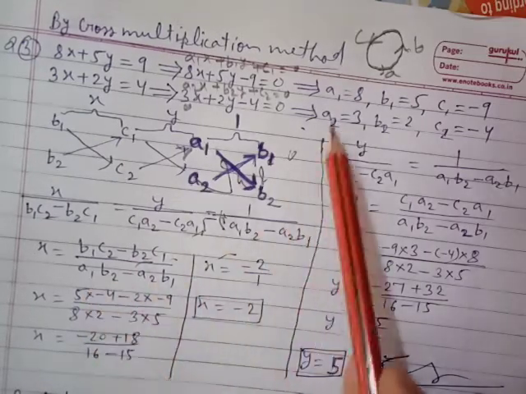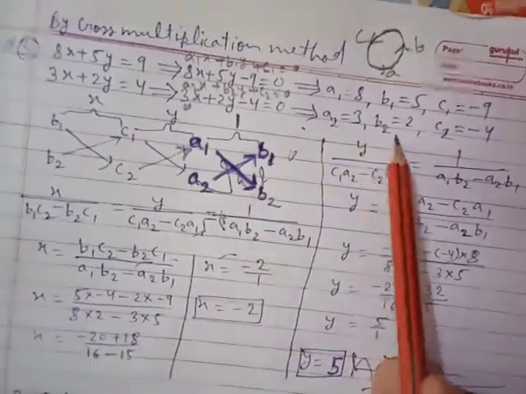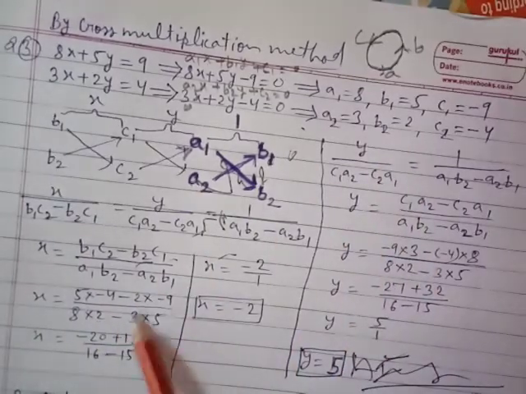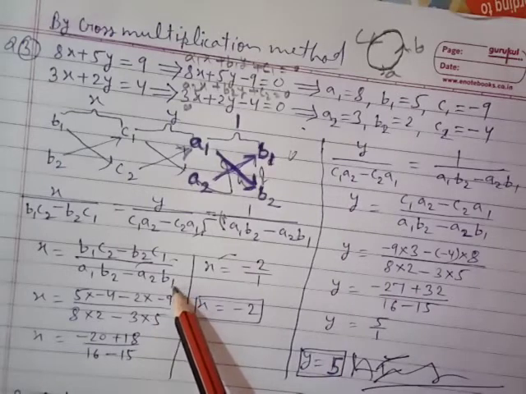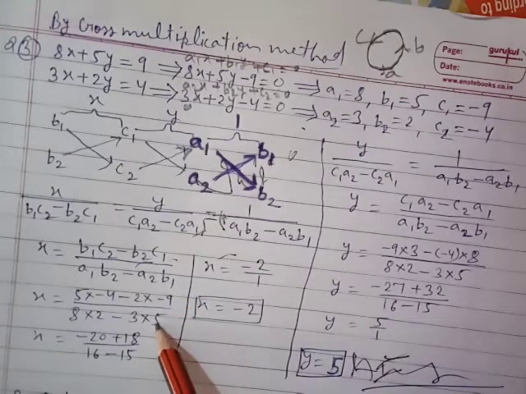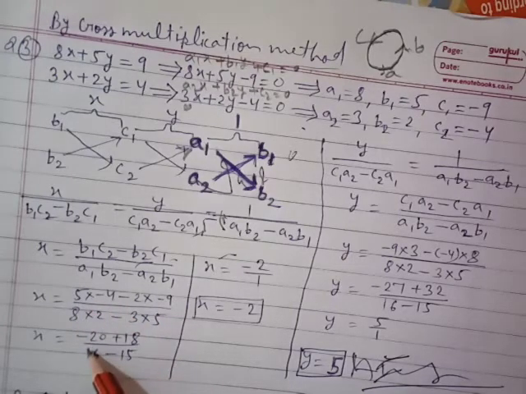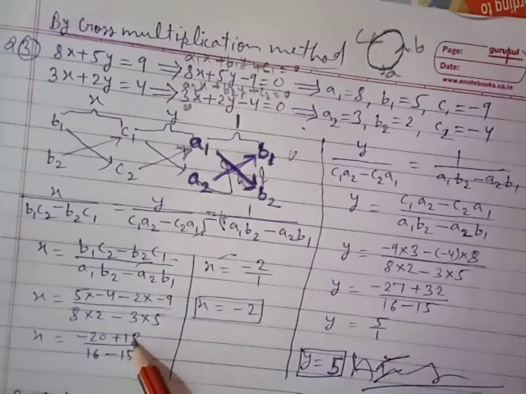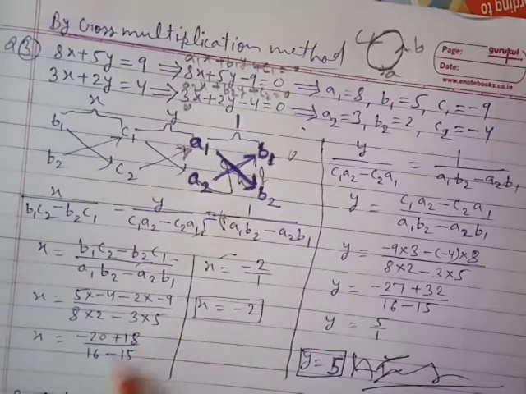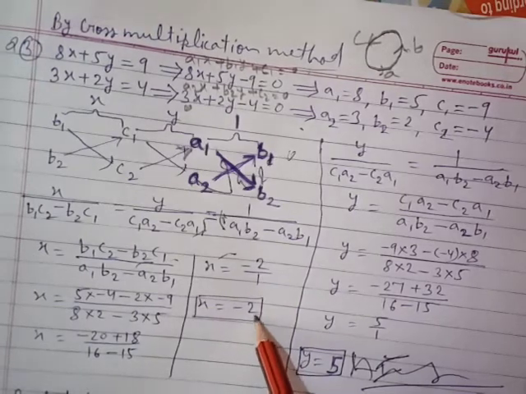A1 is 8, B2 is 2, so 8 into 2, minus A2 is 3 and B1 is 5, so minus 3 into 5. Then 5 into 4 is 20, minus 20, and 5 into minus 4 is minus 20, minus 2 into minus 9 plus 18. 8 into 2 is 16, minus 15. Okay, minus 20 plus 18 is minus 2, 16 minus 15 is 1, minus 2 upon 1, so x equal to minus 2.